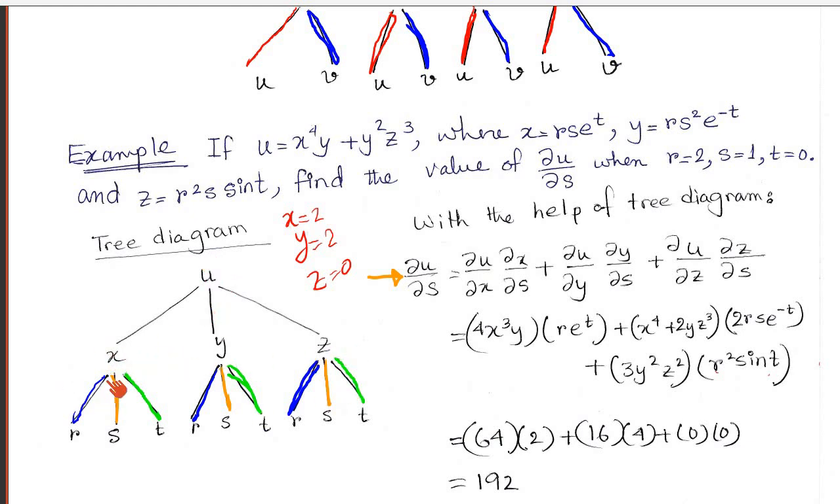x, y, z, each of them are presented in terms of r, s, t. We have to focus on differentiation of u with respect to s. So we are focusing on the middle stem. du by dx dx by ds, du by dy dy by ds, du by dz dz by ds, three segments.